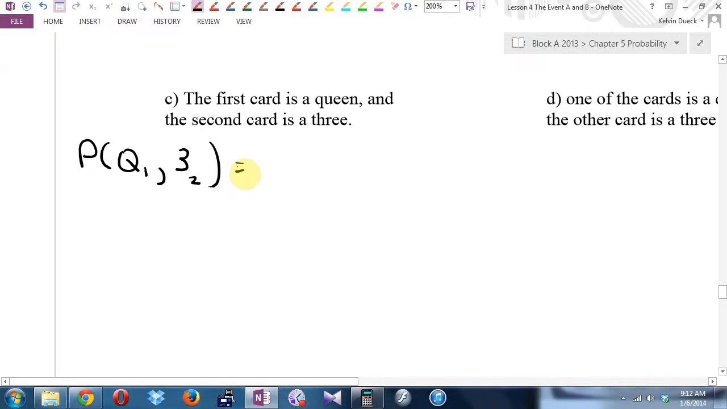How many queens are in the deck? 4. Out of? So let's suppose I picked one. How many 3s are in the deck? 4 out of? Careful. I think if you drew the tree, that's what it would look like. I think it's going to be 16 over 2652.